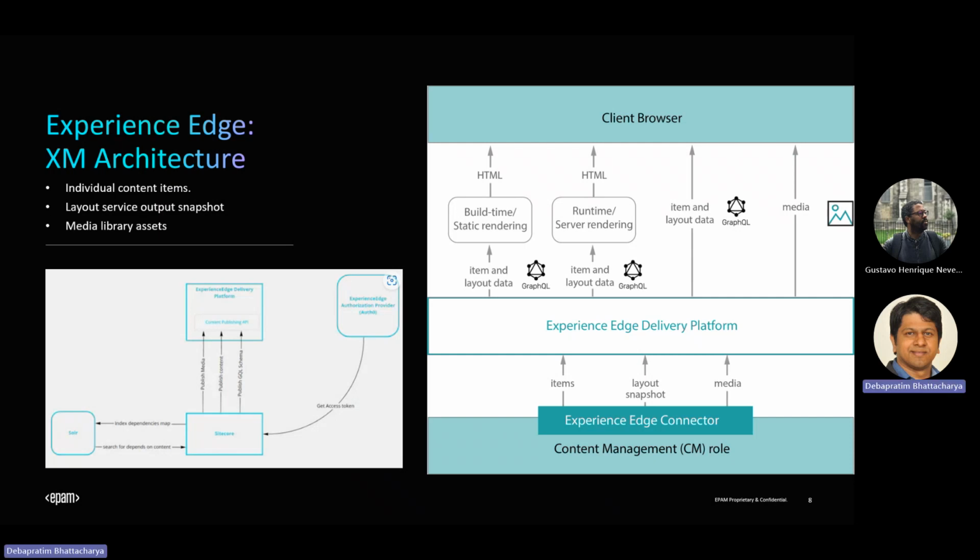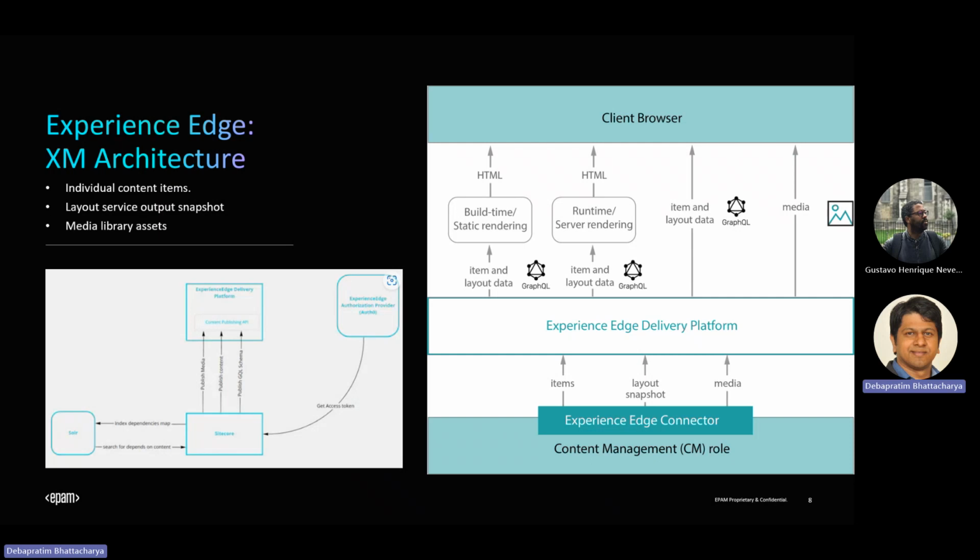So typically when we trigger a publish operation on a CMS to the Experience Edge target, what the Experience Edge connector does is it creates a publishing context wherein it gets the information about items, layout snapshot, and media. And then it pushes all this data into the Experience Edge platform using the GraphQL schema that has been defined by Sitecore.